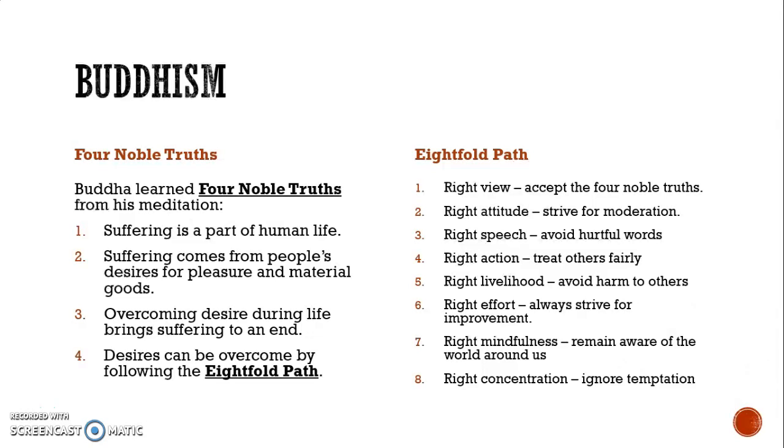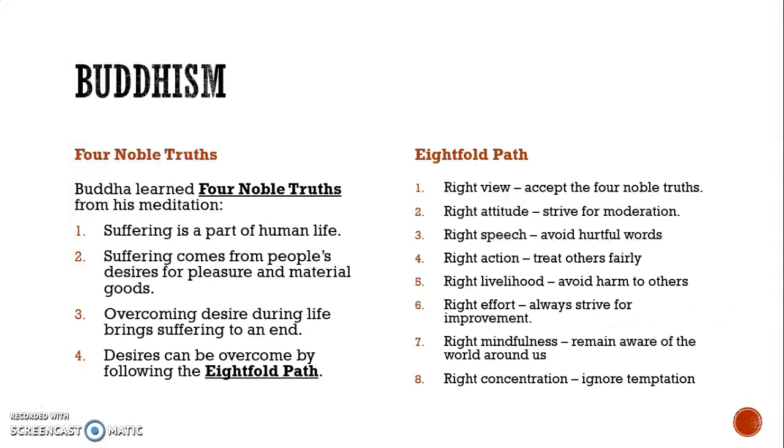Under Buddhism, there are 4 noble truths. The first one is that suffering is a part of human life. Number 2 is that suffering comes from people's desires for pleasure and material goods, meaning that we suffer because we desire these things. 3, overcoming desire during life brings suffering to an end. And then the last one is that these desires can be overcome by trying to follow the Eightfold Path.